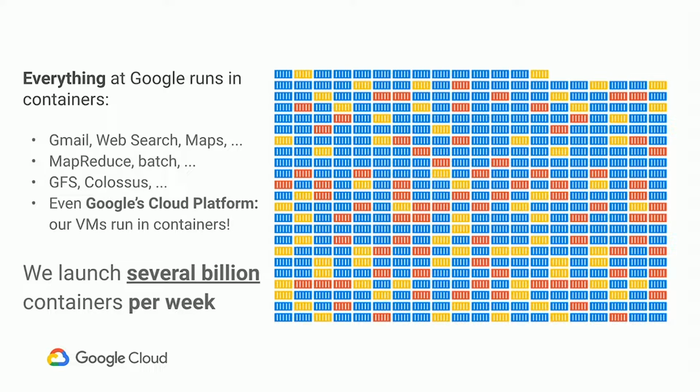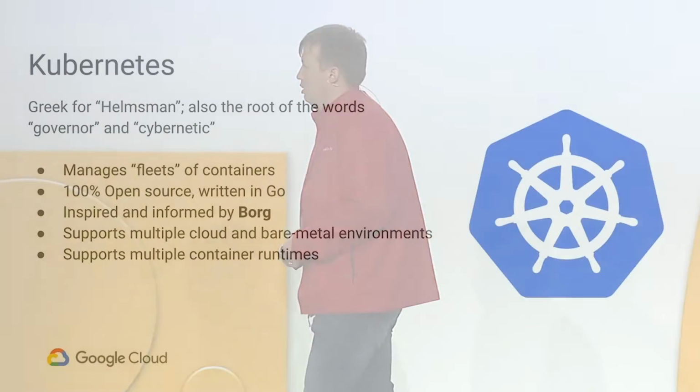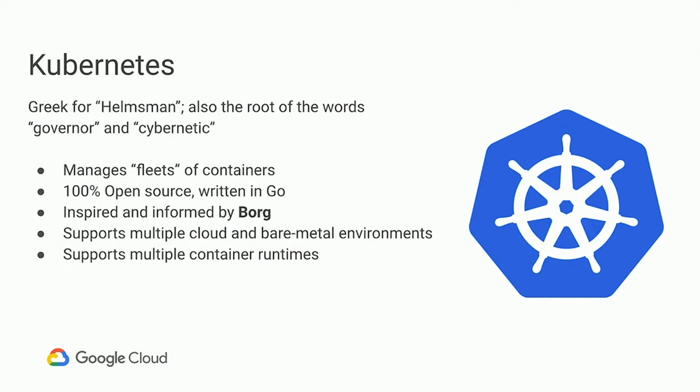And we launch several billion containers per week. Now, obviously, Google has a lot of employees, but not enough to hand manage several billion containers a week. That's a lot of Docker runs to type. So we came up with something called Kubernetes. So Kubernetes is actually based on something we have internally. It's open source, it's written in Go, and what it does is it manages fleets of containers.